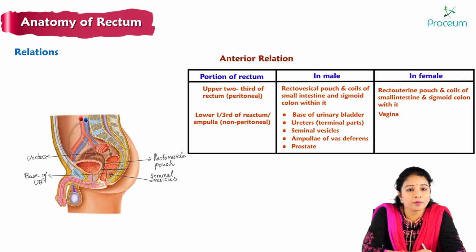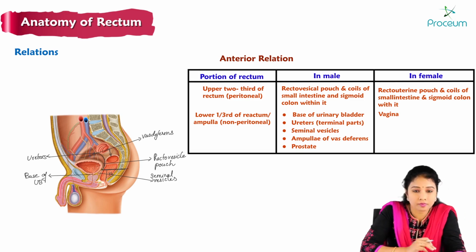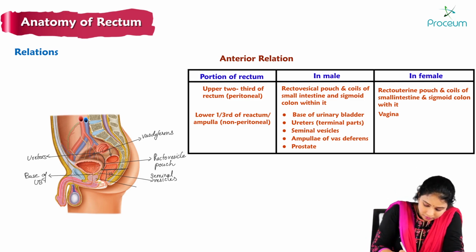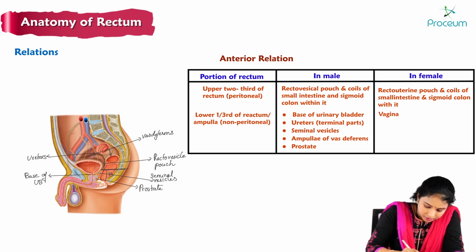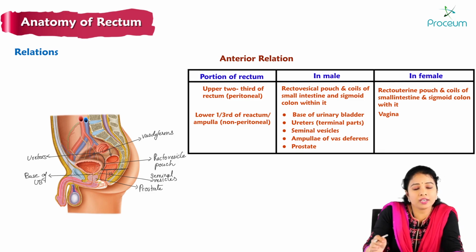It is related to the ampulla of vas deferens, and it is also related to the prostate. So all these structures are separated from the rectum by the well-defined rectovesical fascia of Denonvilliers. Below the rectovesical pouch, the peritoneum continues as a fascia-like septum which separates the rectum from all its anterior relations.